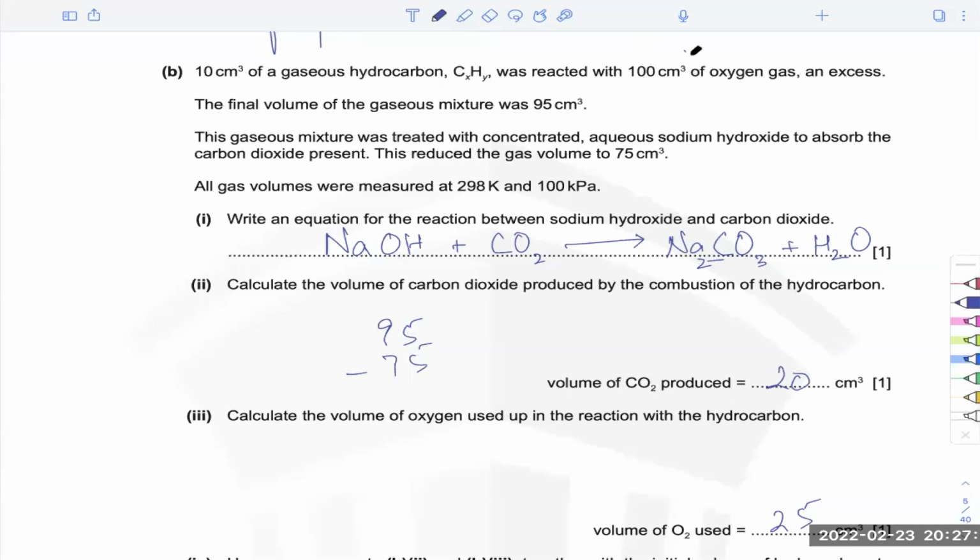Sir, initially you started with 100 of oxygen. Why won't you start with 110?